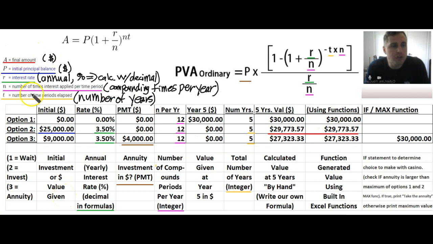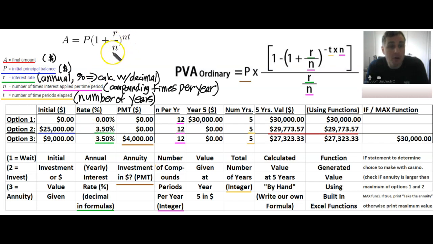So for option 2, we're using the compound interest formula. A equals P times (1 plus R over N) raised to the NT. A is the final amount that's in the account here, option 2. P is the initial principal balance. That's how much we initially invest in option 2. R is the interest rate. That's an annual interest rate. It's shown as a percentage. It's calculated in these formulas using decimal.